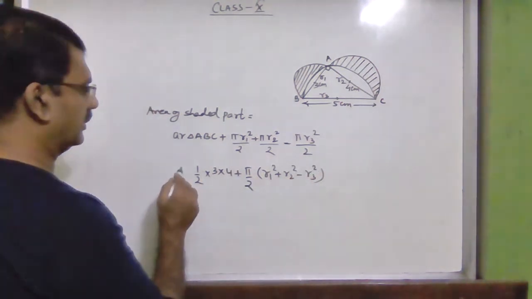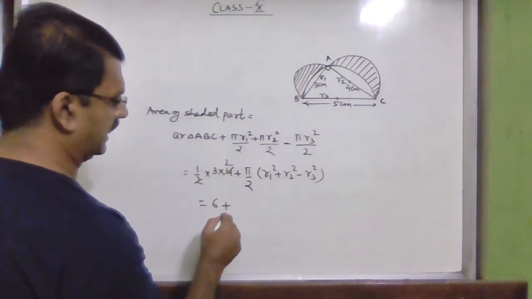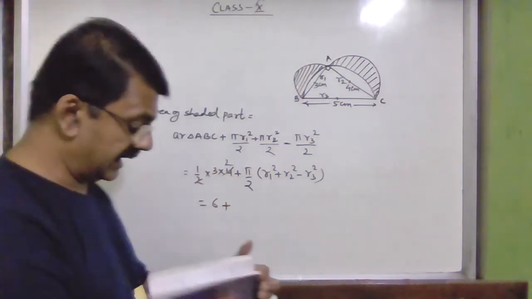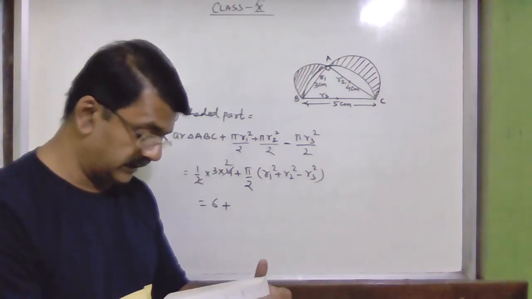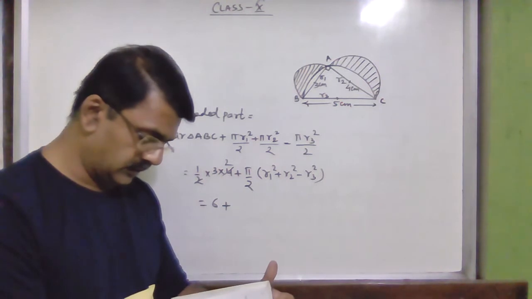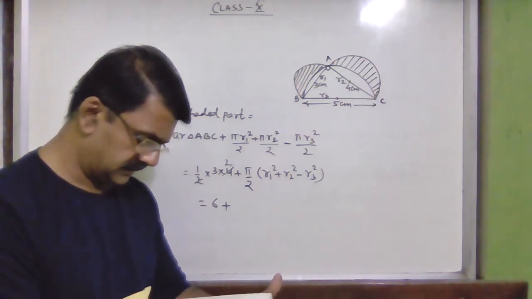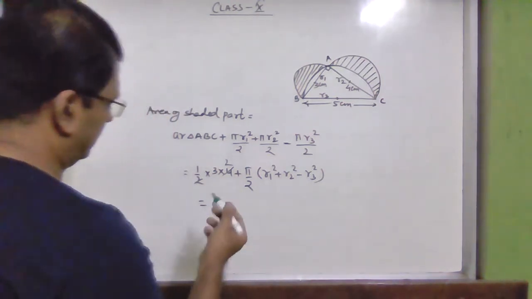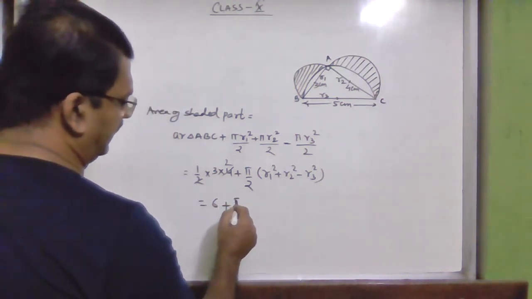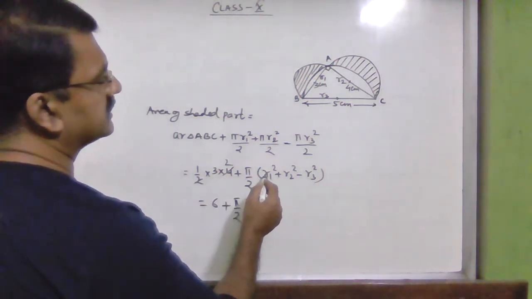Now what happens? 6 plus, they have given the value of pi over here or not? No, they have not given. So we'll put the value of pi later, pi by 2, and then see r1 square.